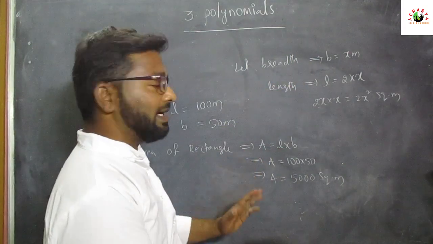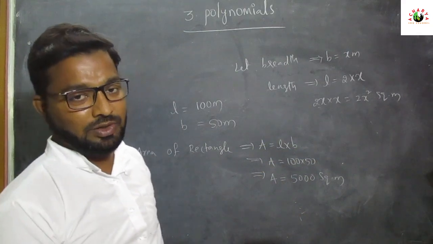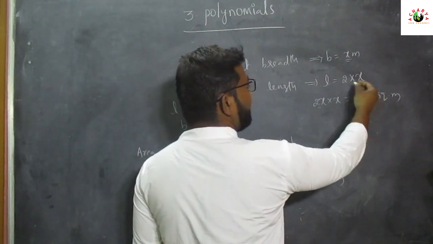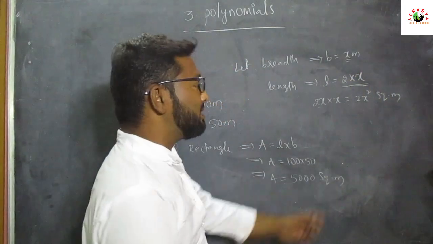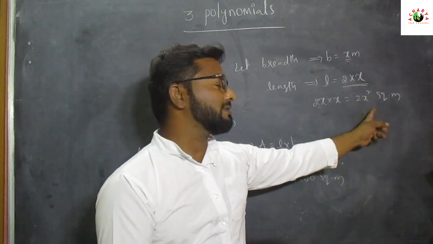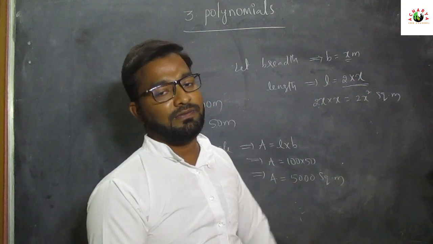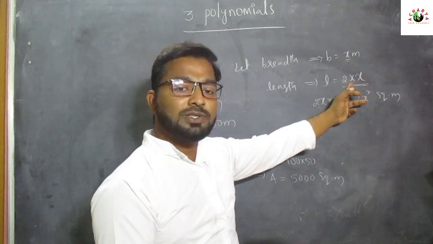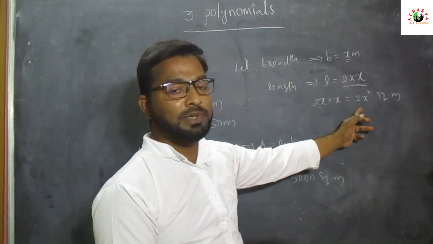A statement in which we use variables is called an algebraic expression. For example, x is a variable here. In 2x also we are using a variable, and in 2x square also we are using a variable. In these three statements, x is a variable. So x is an algebraic expression, and 2x is also an algebraic expression, and 2x square is also one of the algebraic expressions.